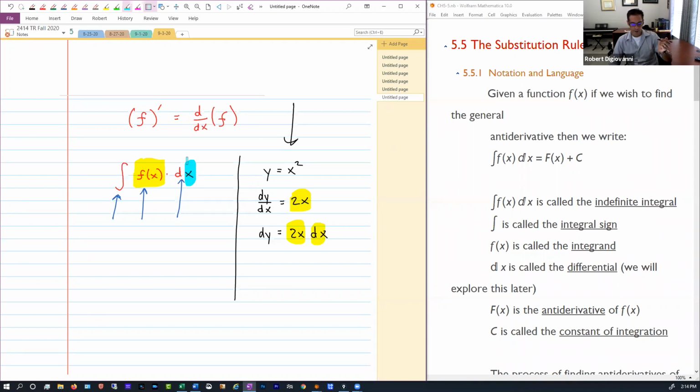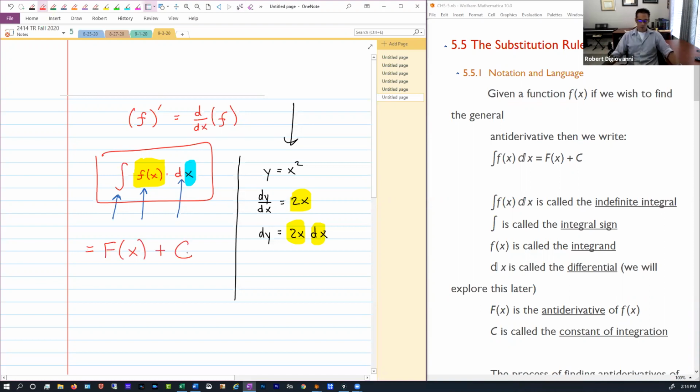All right. When you do this, you find the antiderivative, right? So this whole thing is called the indefinite integral. There's the integral sign, that's the integrand, that's the differential. And when we find the antiderivative, we've always called that capital F of x, and then we've always thrown on this c. The capital F of x is called the antiderivative of little f, but the c, we actually have a name for it now. It's called the constant of integration.